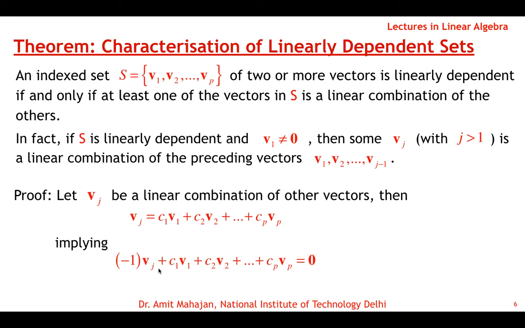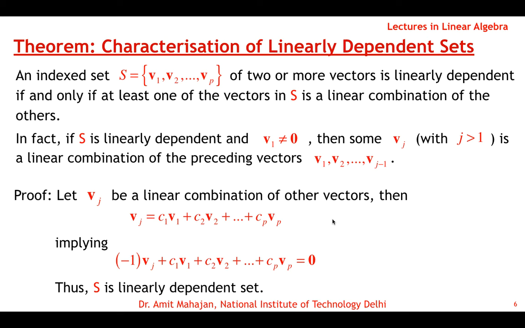So clearly you can see that this equation is satisfied with at least one non-zero weight. Even if other weights are 0, this weight is non-zero, so the homogeneous equation is satisfied by a non-trivial solution, which means that the vectors v1, v2, ..., vp are linearly dependent by the definition of linearly dependent sets. So clearly S is a linearly dependent set, so this is one side of the proof.